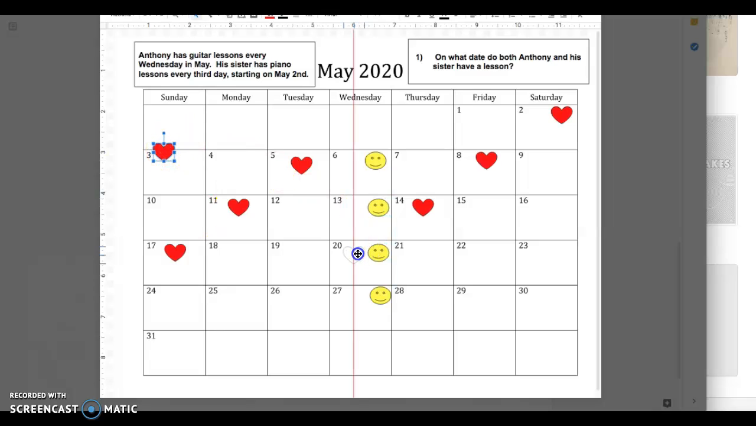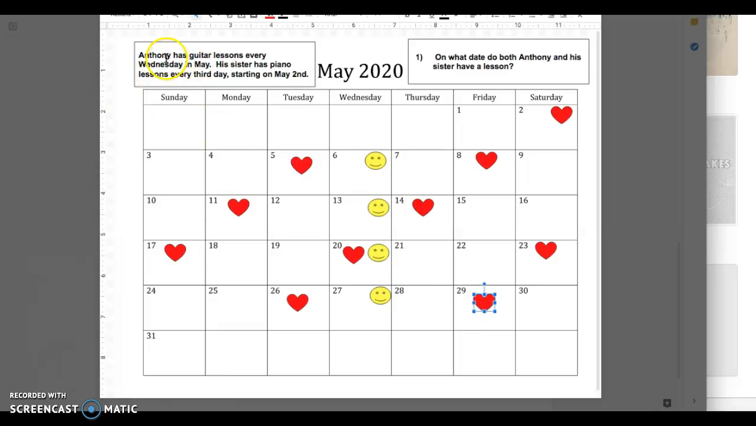17 plus 3 is going to get us to the 20th. 3 more days is going to get us to the 23rd. 3 more days is going to get us to the 26th. And 3 more days is going to get us to the 29th of May. So here you can see my calendar is fully marked up now.